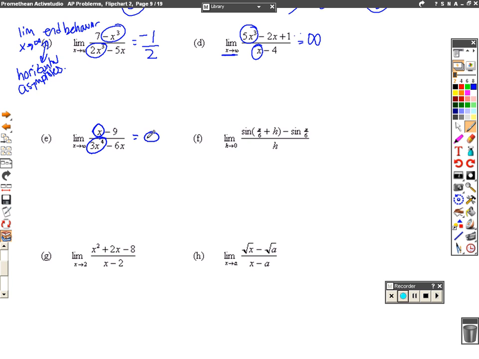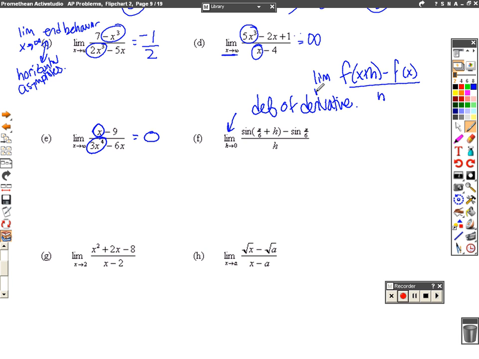All right, F. The limit as h approaches 0 of sine of pi over 6 plus h minus sine of pi over 6, over h. When you look at this problem, you're not really supposed to think about limits. I mean, you are because it's a limit, but you're more likely to think about the definition of the derivative. Anytime we have the function of x plus h minus the function of x over h, the limit as h approaches 0, that really means the derivative.